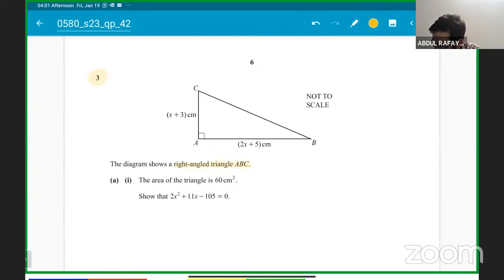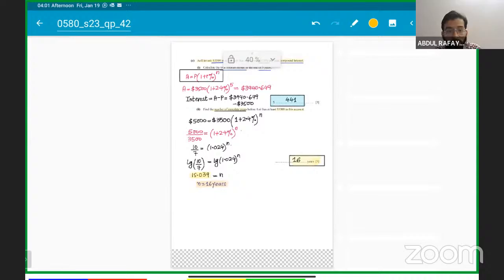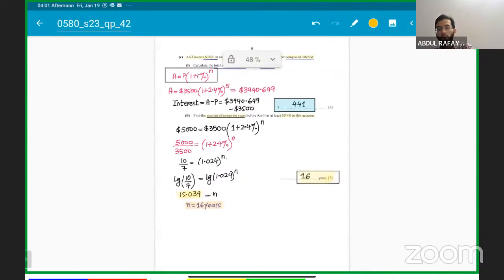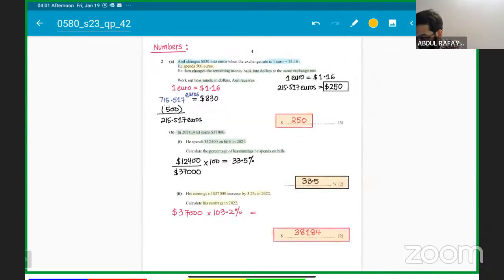The diagram, sir? Could you show the previous question? I want to take a picture of it. Sure, thank you. By the way, I will send the whole paper, so don't have to worry about it.